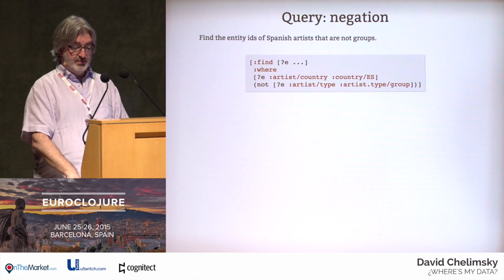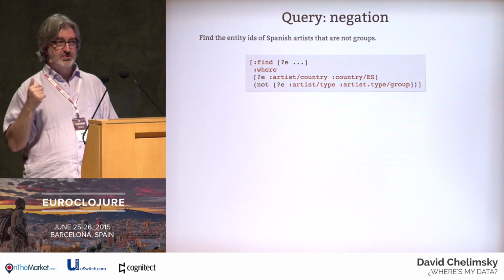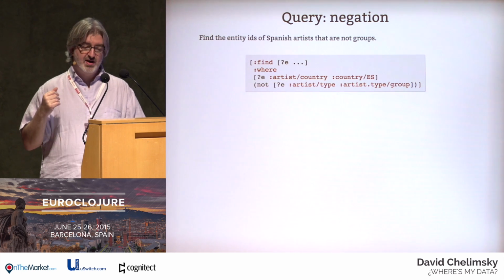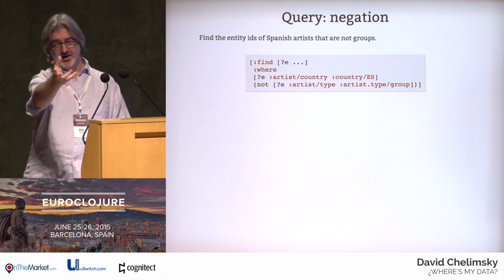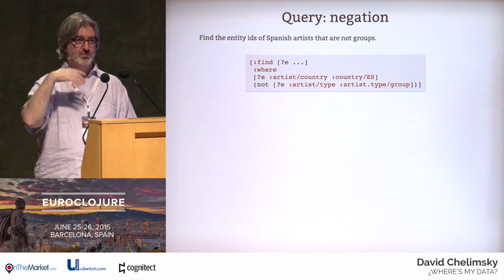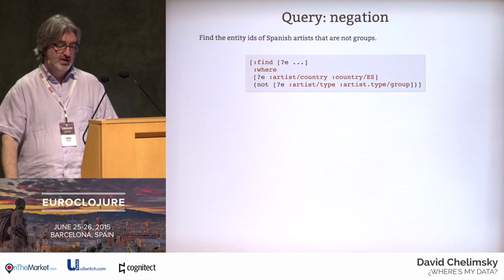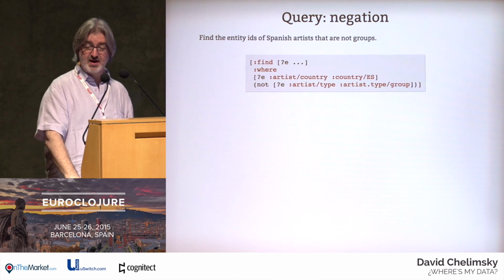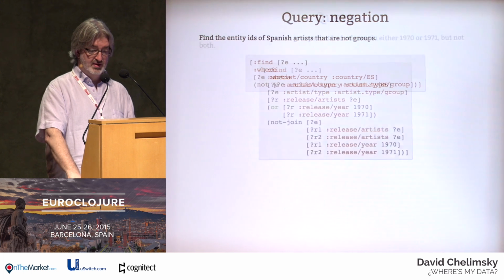We've now got negations. So this is new. It came in January. It used to be that if you wanted to find the Spanish artists that aren't in groups, you'd have to get all of the Spanish artists, and then you'd have to filter out the ones that were of different types. And now we have an explicit not expression so that you can do this very declaratively.